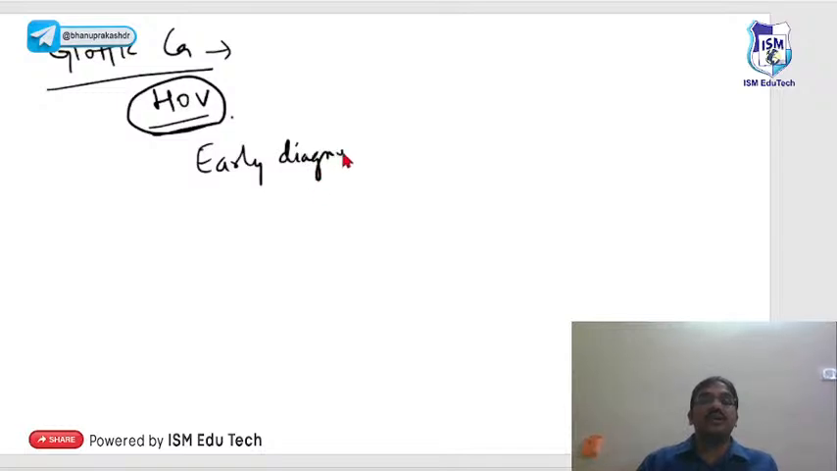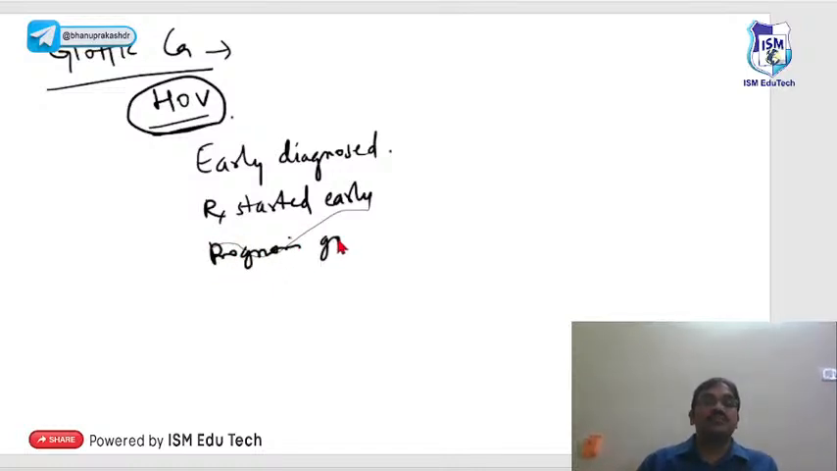These are diagnosed early. So when they are diagnosed early, obviously the treatment will be started early. And when the treatment is started early, obviously the prognosis will usually be good.